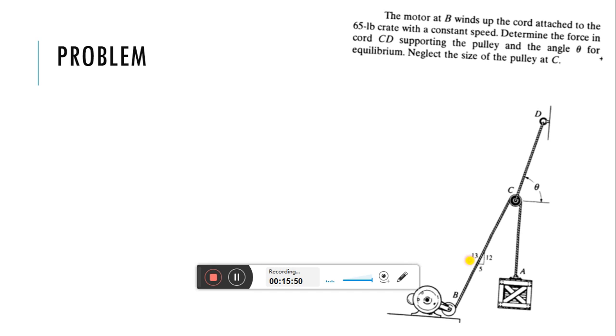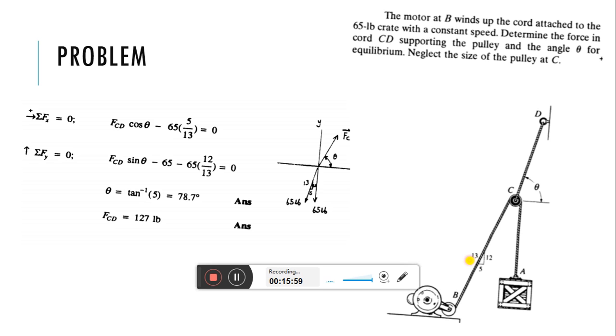So let us see how we can find. We need to draw the free body diagram first. This is the direction of this force. Let us mark it by FC. This is the compressive force working in this direction. Sorry, this is the tensile force working in this direction, and we don't know the angle theta.